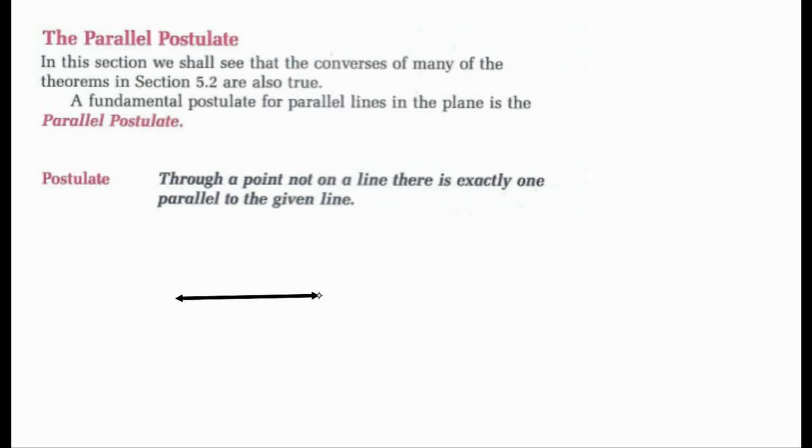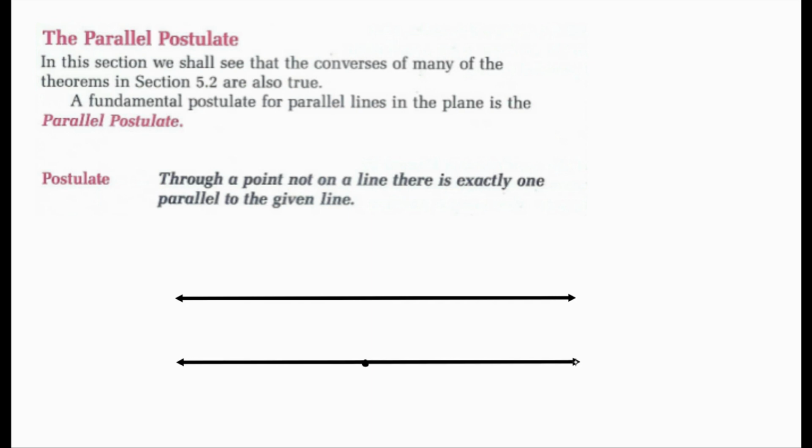So if I have any line, and then I have a point that's not on this line, there's only one line that will go through this point that I drew that's parallel to my line above. Any other line will not be parallel because it will be touching my top line somewhere in my plane. So again, the parallel postulate: through a point not on a line, there's exactly one parallel to the given line.